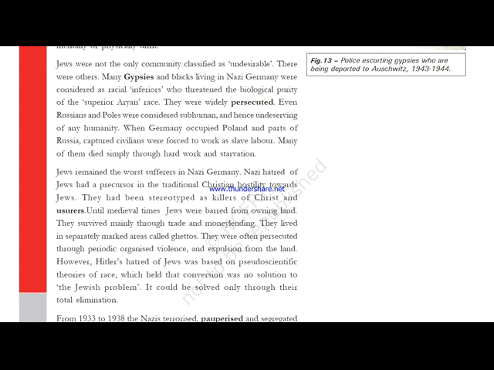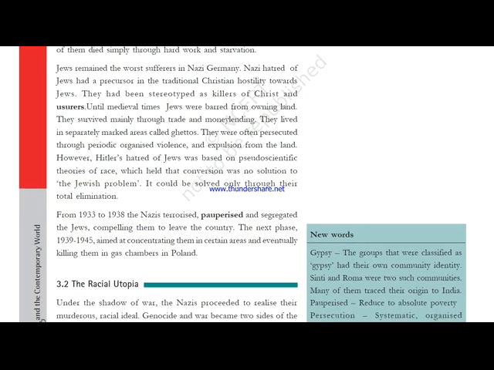The Jews were the worst sufferers. Now here comes the reasons why Hitler hated the Jews, why there was a propaganda spread in Germany of hating the Jews. The Jews were accused as the killers of Christ. They were barred from owning land. They were traders and moneylenders. They lived in separately marked areas called ghettos. Hitler's hatred for Jews was based on the idea that conversion was no solution to the Jewish problem. It could be solved only through total elimination. That is, kill them by the thousands. Eliminate them from the face of the earth.